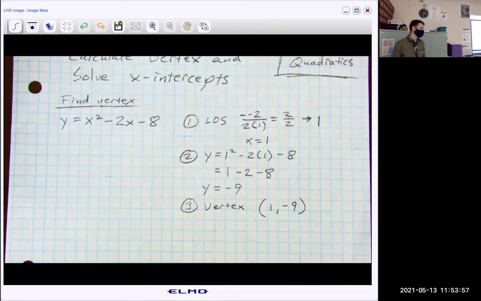And like I said, if you're working like with the Seattle Seahawks, that might be the only thing you care about. Is, hey, this is when they might get their peak. And after that, they're not going to be as good. So you'd say, okay, well, there's my vertex. 1, negative 9. Kind of nice, right? I think it's easier than graphing it. You just solve it.